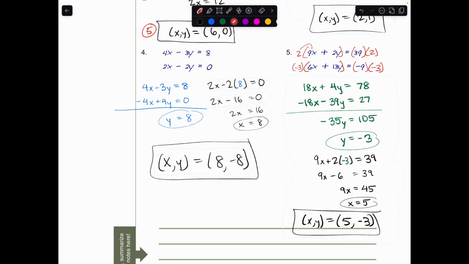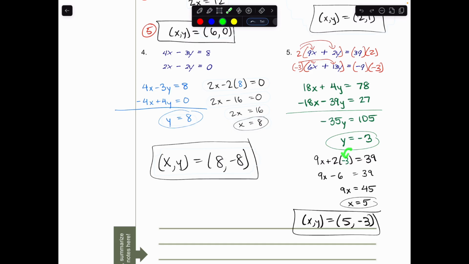Make sure you don't forget to distribute. That's how I got 4y instead of 2y like before. And then same thing here, when you distribute, that's how we get this negative 39y, okay? But from there, we can add the equations, as they say, and these will cancel. We'll be left with negative 35y equals 105. And dividing both sides by negative 35 will tell us that y equals negative 3.